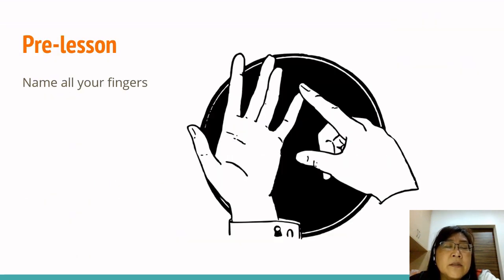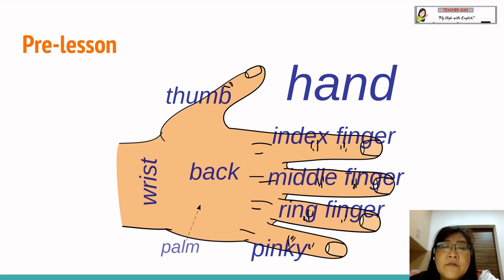For the pre-lesson, name all your fingers. Can you name your fingers? Okay, let's look at your fingers. First, you have the thumb, then you have the index finger, then you have the middle finger, then you have the ring finger, and the last, the smallest one, is called the pinky.